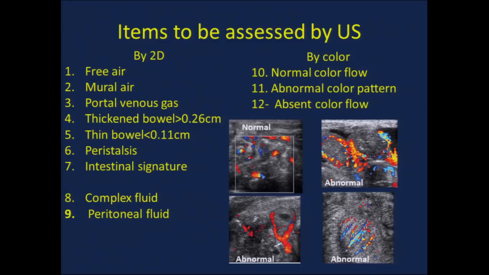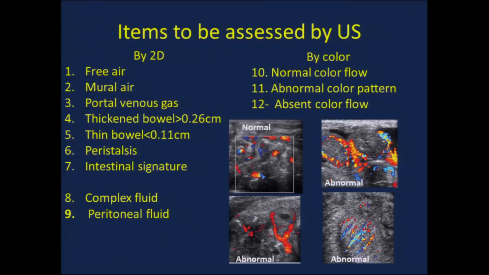Peristalsis can be affected, which you cannot appreciate by X-ray for sure, because ultrasound is a dynamic study. Intestinal signature, and I will explain that in more detail later. You can see complex fluid or peritoneal fluid, which might also be difficult to appreciate by X-ray.